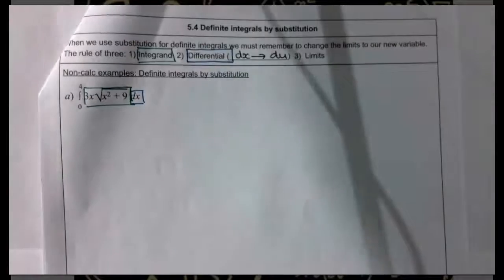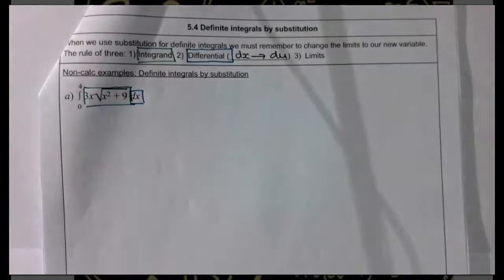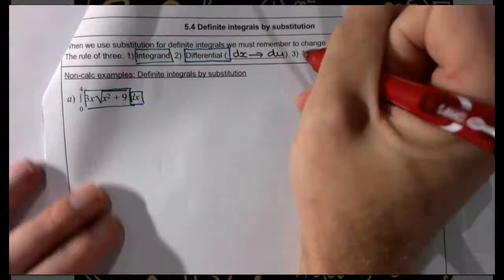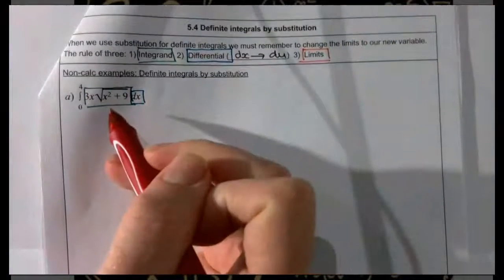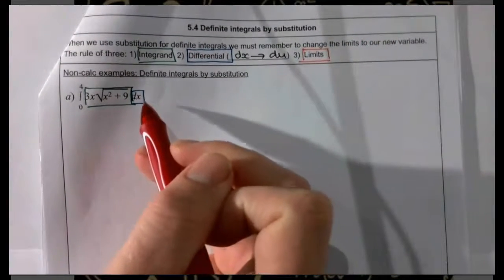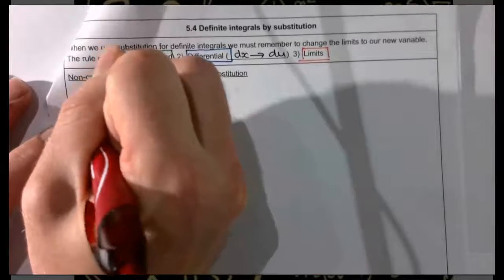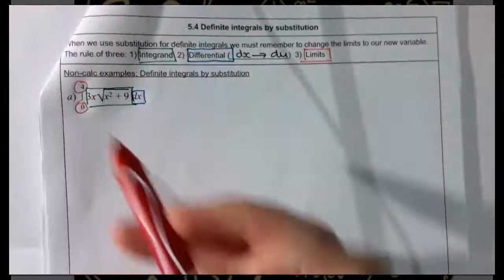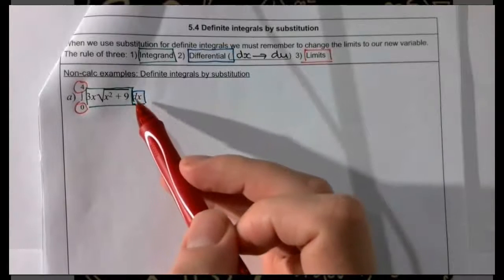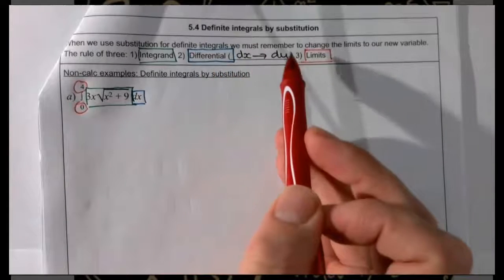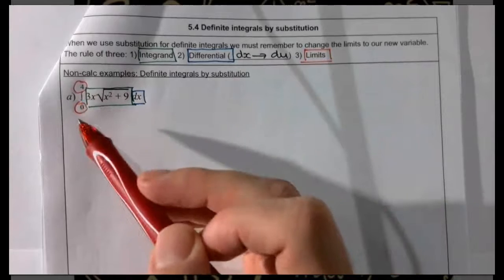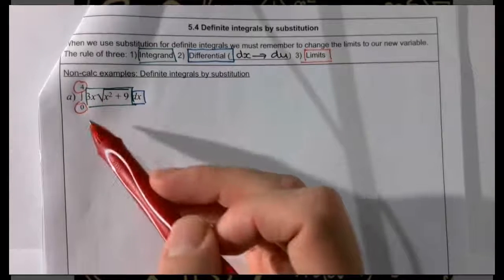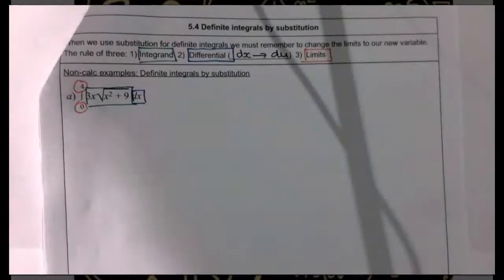And then if it's a definite integral, the new thing that we have to switch out is the limits. Because when we do an integral and it's in terms of x, these values, 0 and 4, they are values for x. If we change the integration to be in terms of u, by changing the differential to du, then we must also change these values so that they are in terms of u. We're going to look at that now.